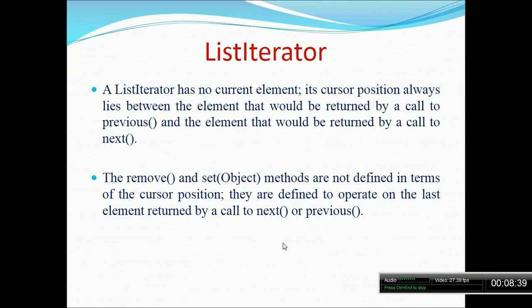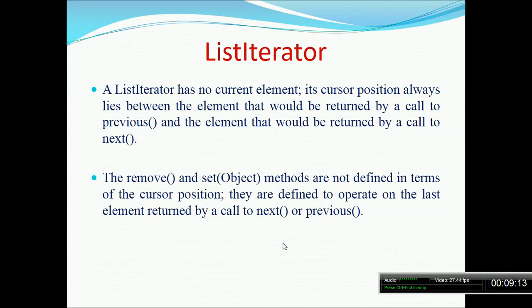A ListIterator has no current element. It does not point to an element. Its cursor position always lies between the element that would be returned by a call to previous and the element that would be returned by next. It is lying between two objects. Previous will return the previous element, and if you call next, it will return the next object. It lies in between the previous and the next.